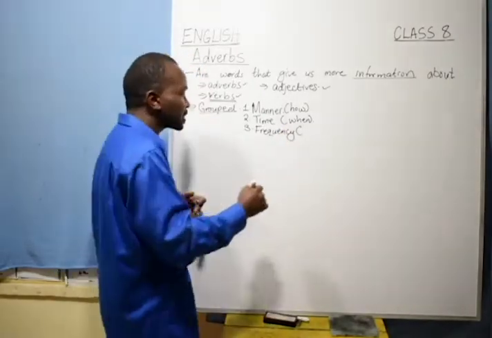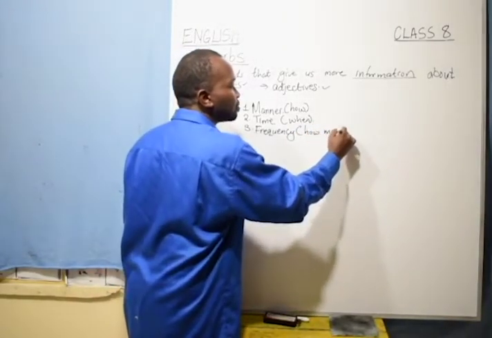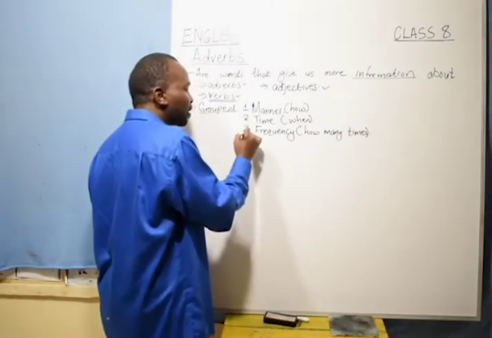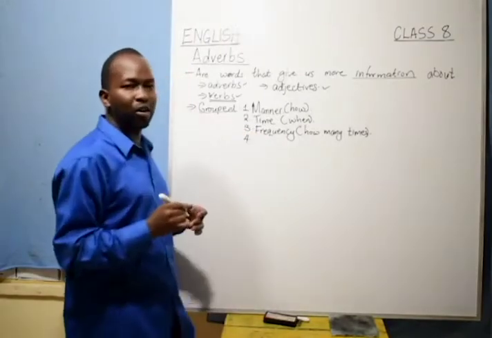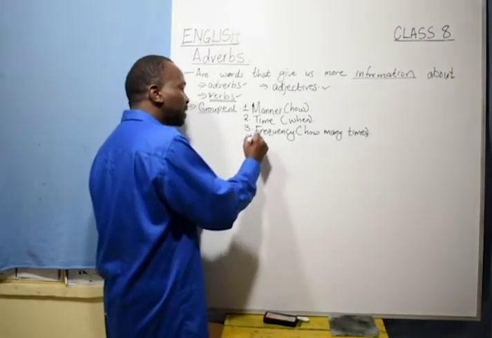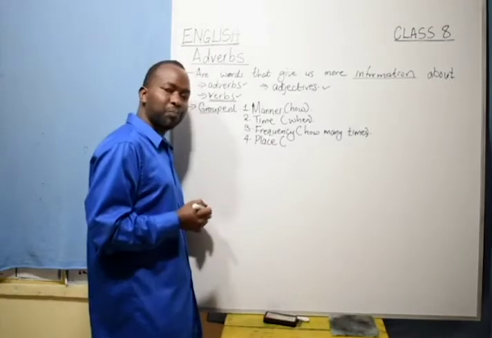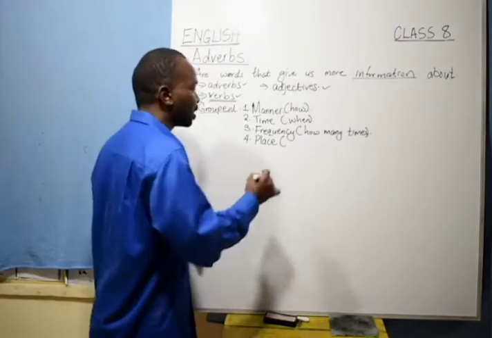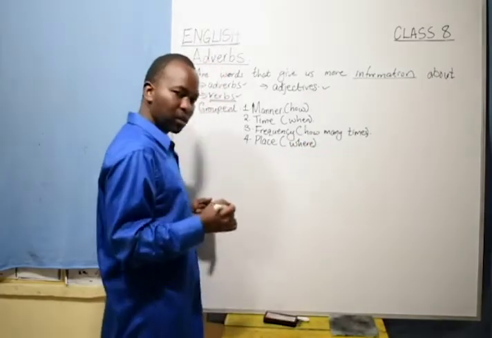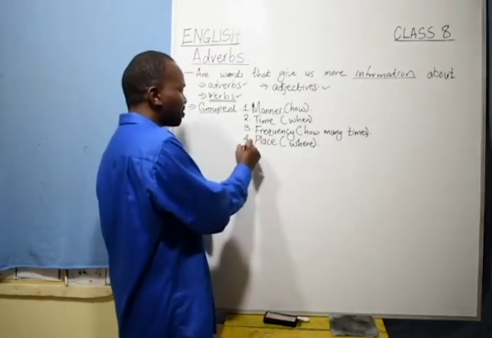It tells us how many times something has been done. Frequency. Very good. Another adverb that you know of, the adverb of place. What does the adverb of place show us? The adverb of place shows us where something happened. Where did something happen?